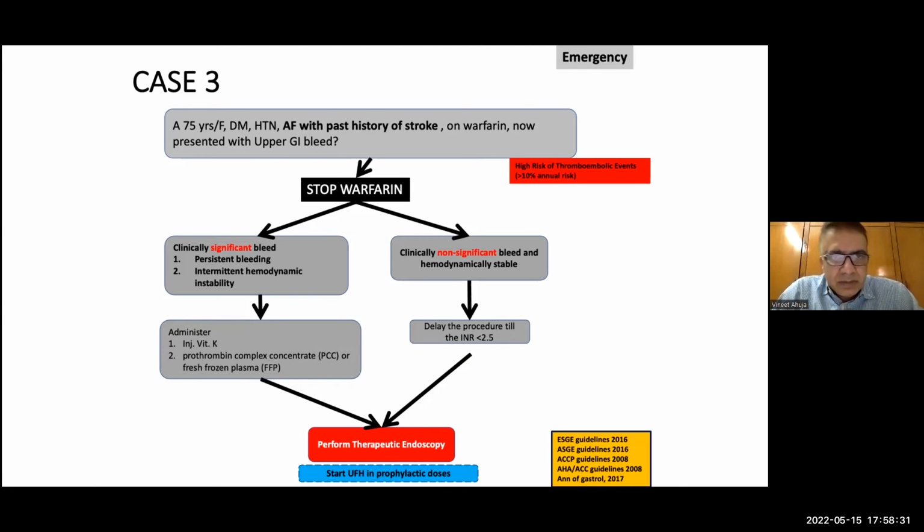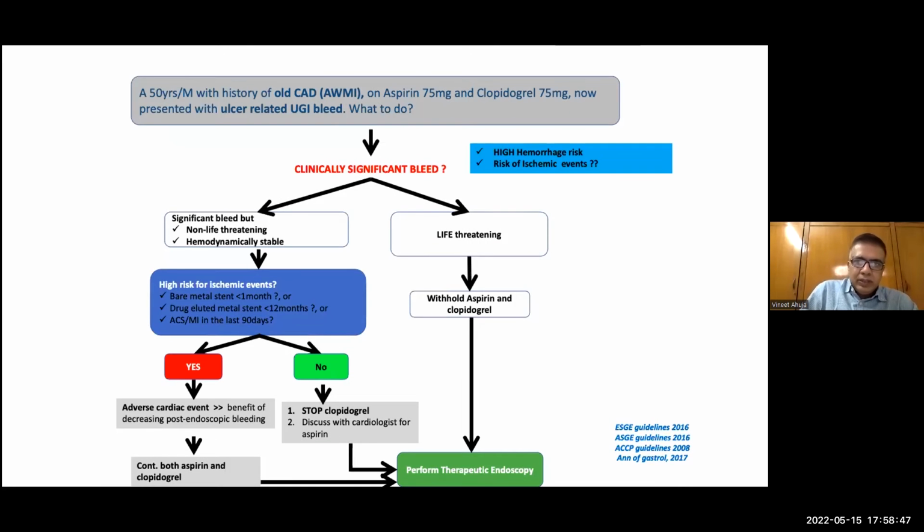The other case was a 75-year-old lady with atrial fibrillation. Obviously, the risk of thromboembolic event is very high. Stop warfarin, give vitamin K, PCC or FFP, and subsequently perform therapeutic endoscopy, but start unfractionated heparin in prophylactic doses. Right? And if the patient, let us say, is on aspirin or clopidogrel, what do you do?